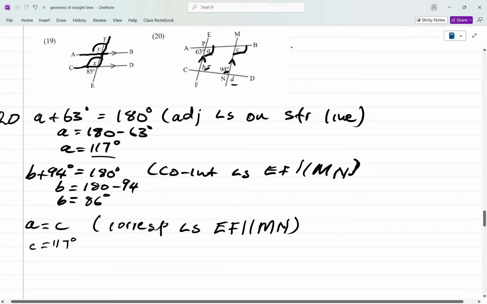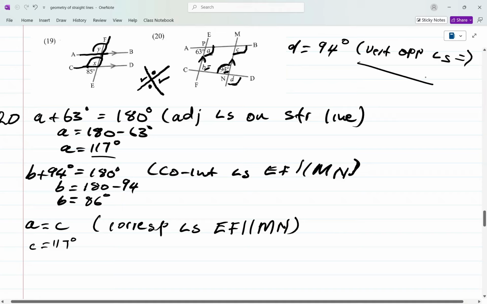And then now I'm left with D. D will be the same as 94 because of vertically opposite angles. Just to give you a reminder, vertically opposite angles are equal. We once had something like this, where this angle on top will be the same as this angle here, and the one on the right will be the same as the one on the left. Therefore, 94 will be the same as D because of vertically opposite angles.